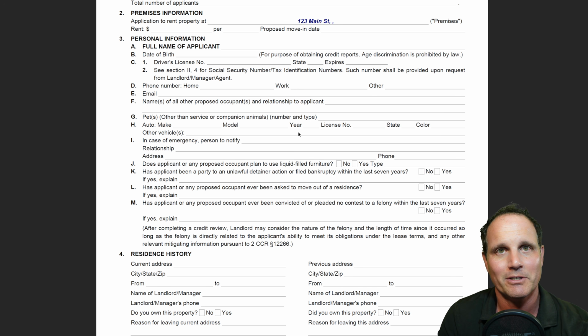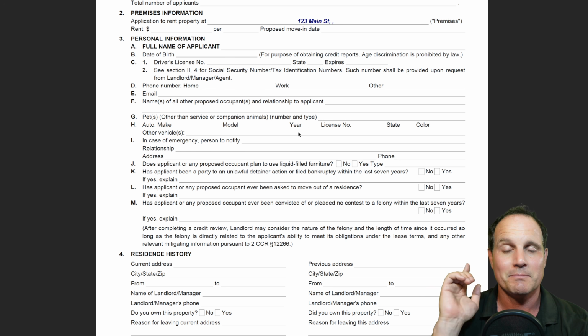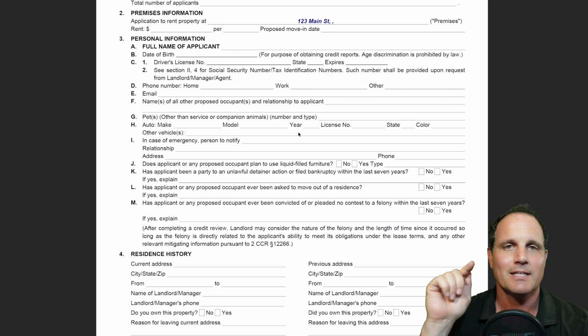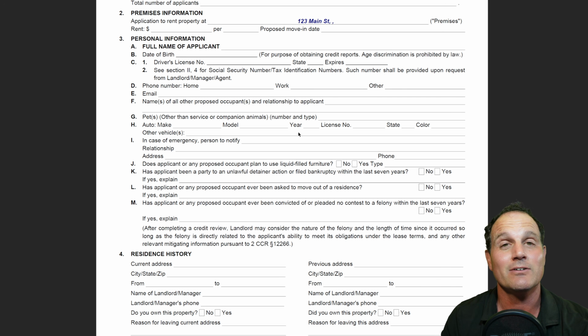Most people who are below a certain age have never even heard of a waterbed. So mark this no unless you have a waterbed, and be honest. Then K, L, and M, those are important questions to answer. Make sure you stick around to the end because there's something important about these questions that I am going to share that I found out in court today from the judge.